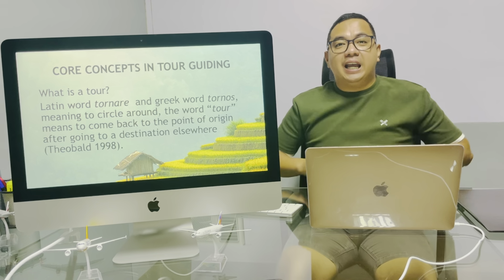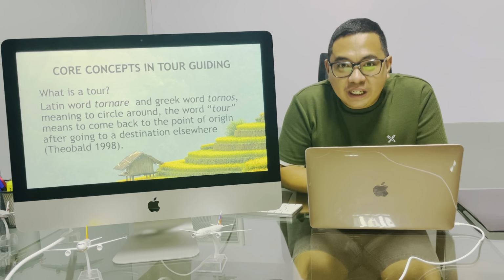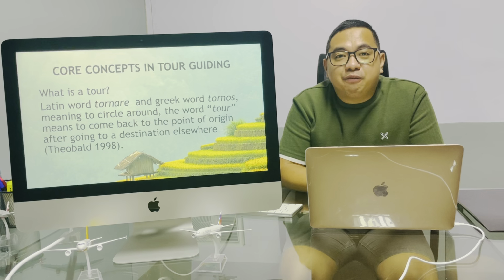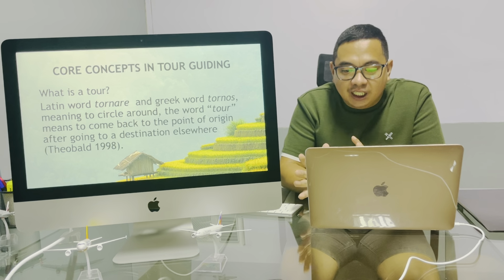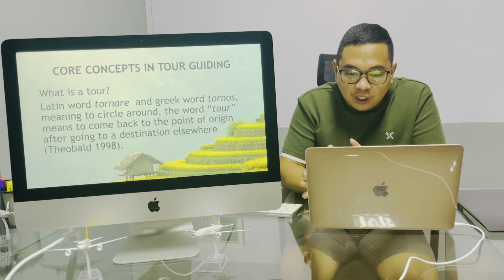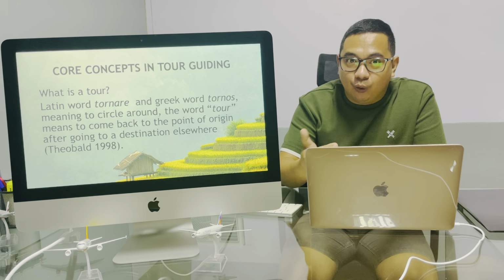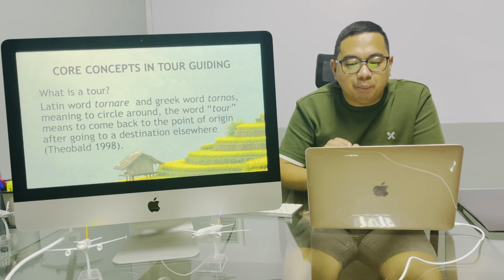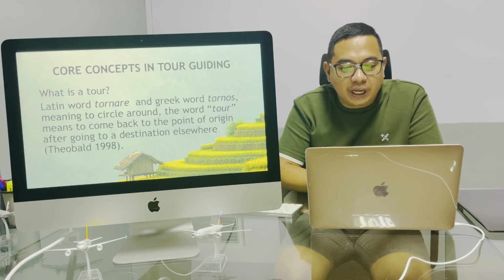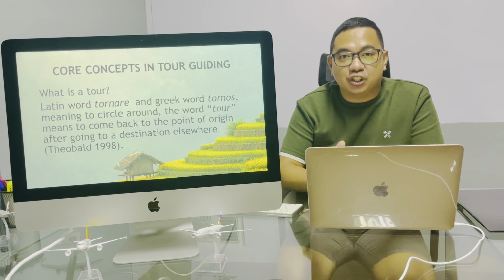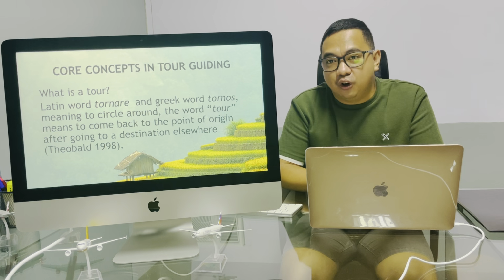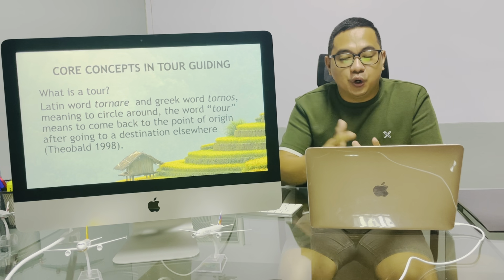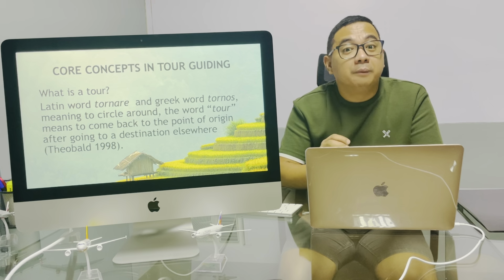Core concepts in tour guiding. Anyone? What is a tour? What is the meaning of tour? So the word tour came from the Latin word tournere and Greek word tournos, meaning to circle around. The word tour means to come back to the point of origin after going to a destination elsewhere. We like to tour, right? Like in Boracay, Manila, Cebu. If you have enough money, you also go abroad. So that's what we call the tour.